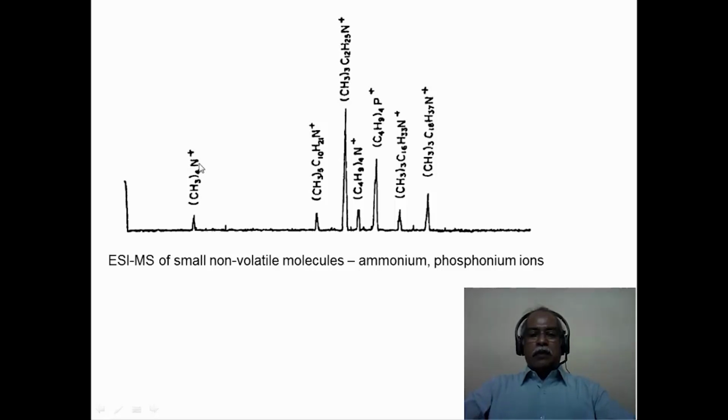So all we have to do is bring them into the gas phase and get them into the analyzer to be analyzed. And this is precisely what the electrospray ionization quadrupole mass spectrometer does in analyzing this kind of non-volatile material. You can see here this is tetrabutyl ammonium ion, this is a trimethyl decyl ammonium ion, this is a trimethyl dodecyl ammonium ion, this is tetrabutyl ammonium ion, this is tetrabutyl phosphonium ion, for example. So essentially these are all ionic substances which are easily analyzed by electrospray ionization mass spectrometry.